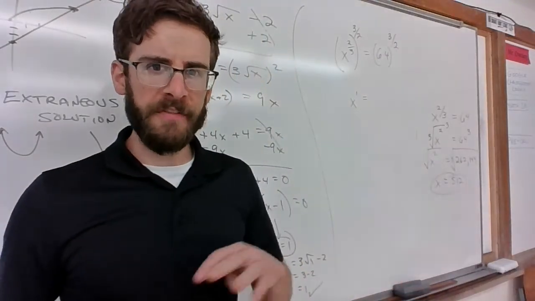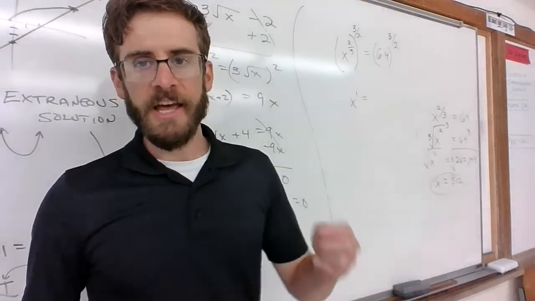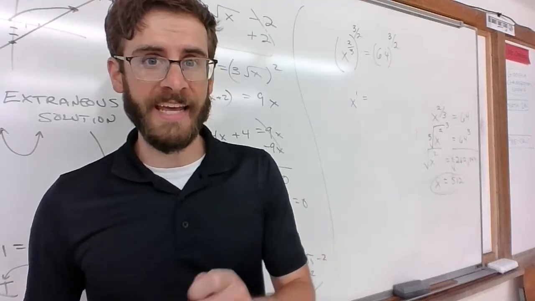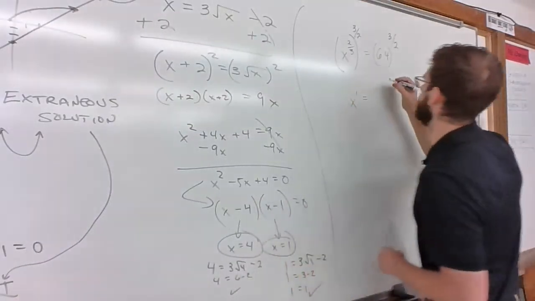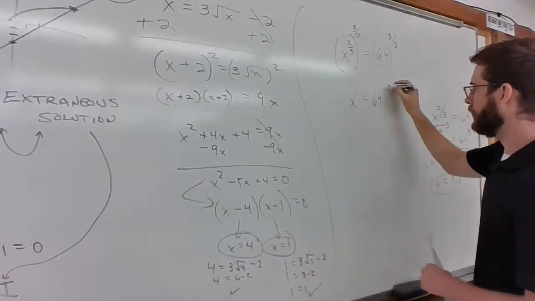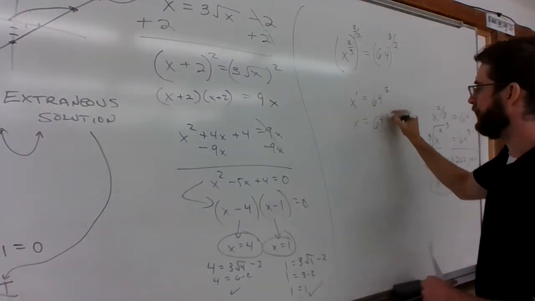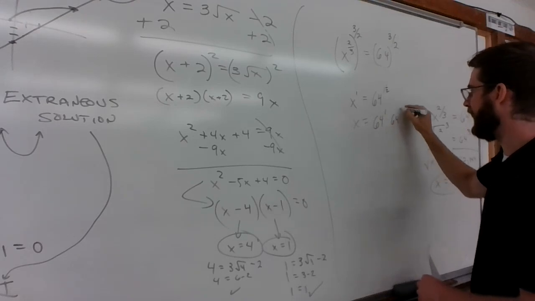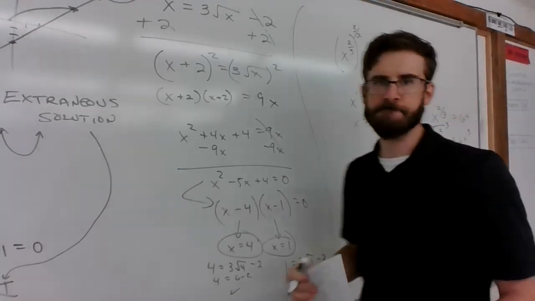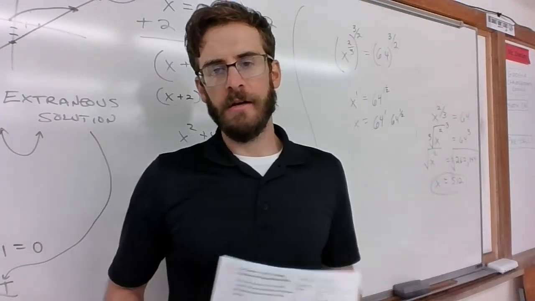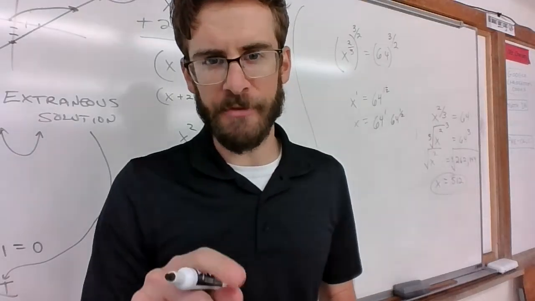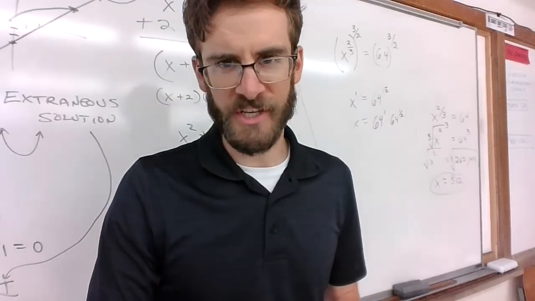If you want to think about this without a calculator, think about 3/2 as 1 and 1/2. So this is like 64 to the 1 and 1/2. That's the same as 64 to the 1 times 64 to the 1/2. Actually, hold on. I'm going to stop the video. We'll continue this on the next one.